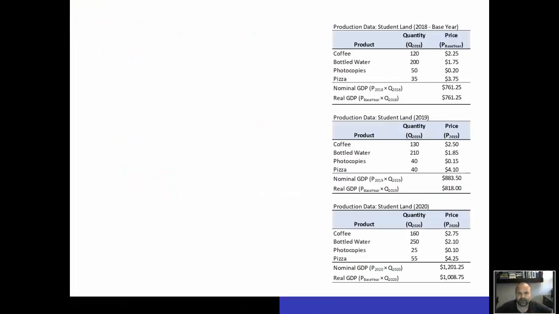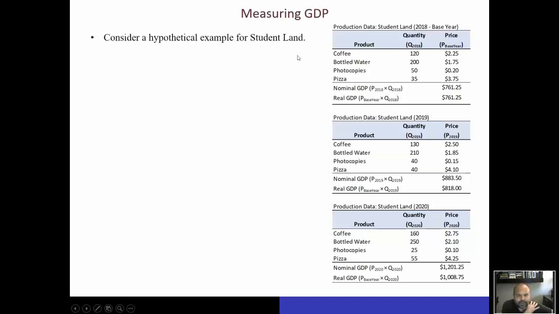Okay, let's look at a numerical example. Consider the economy of Student Land, obviously a hypothetical example. In Student Land, there are 4 products: coffee, bottled water, photocopies, and pizza. This is data for 2018, and we're just going to select that as the base year. So in this year, these are the quantities that were produced of the 4 goods.